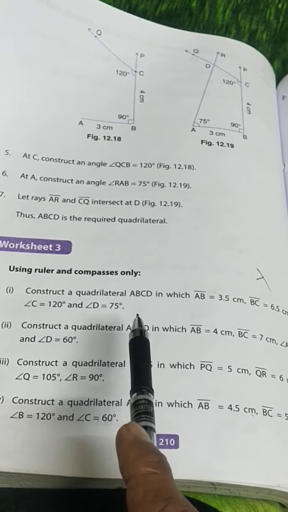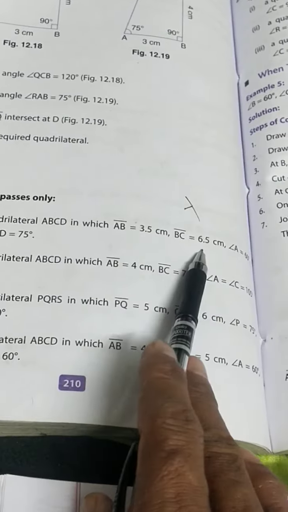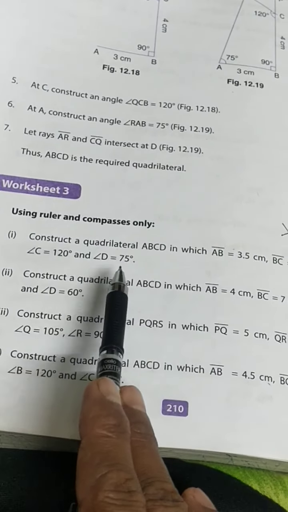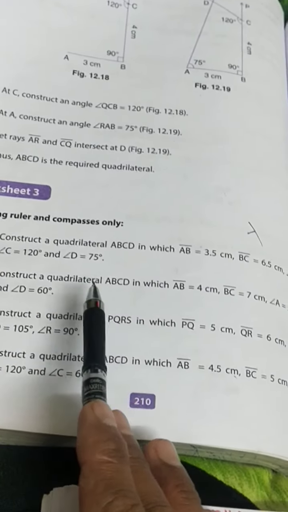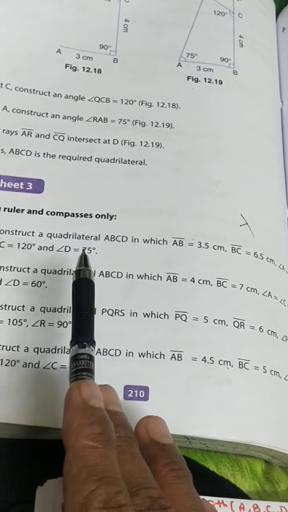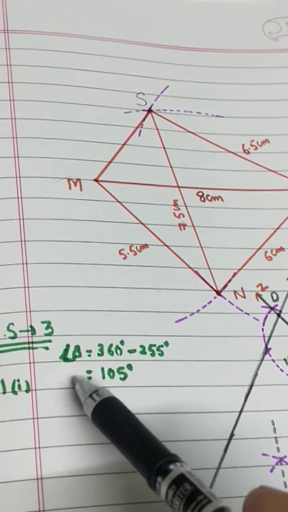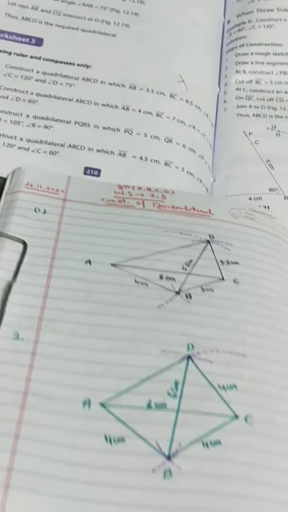Construct a quadrilateral ABCD in which AB is equal to 3.5 centimeter, BC is equal to 6.5 centimeter, angle A is equal to 60 degree, angle C is equal to 120 degree and angle D is equal to 75 degree. If 3 angles are given, then you can find the 4th angle by subtracting the sum of these 3 angles from 360. So first of all, we can find angle B. Angle B is equal to 360 minus 255 is equal to 105.